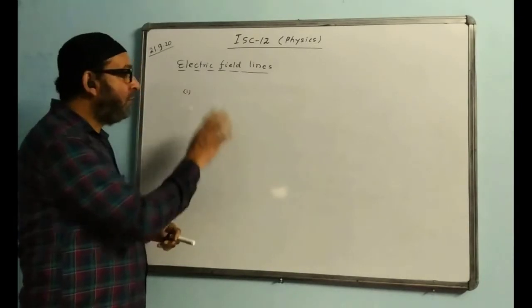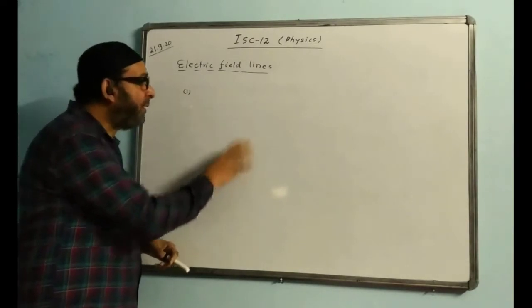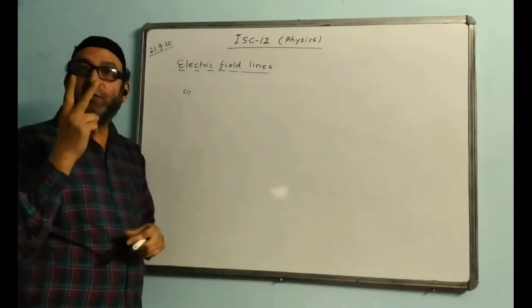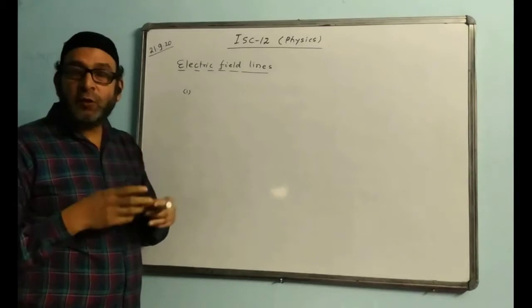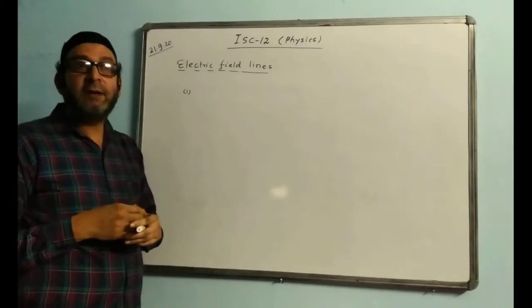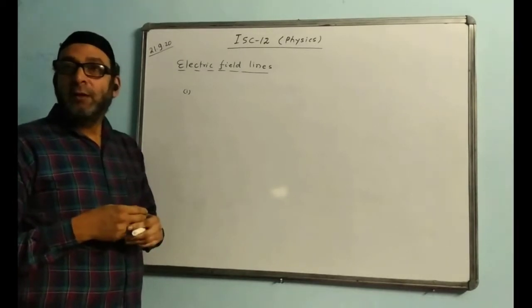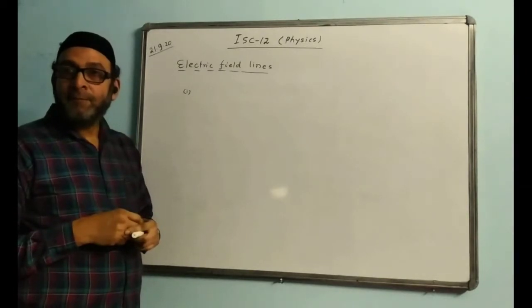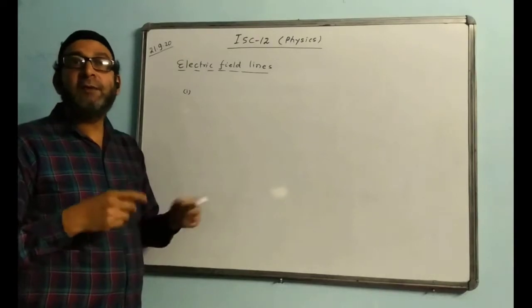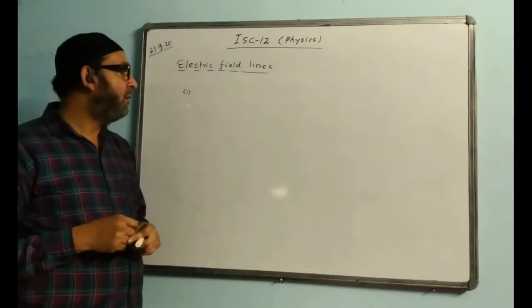But the most important property is that no two field lines intersect each other. If they do so, the question becomes why? So we write, if they do so, there will be more than one electric field at that point, which is not possible. That's why they never intersect each other.